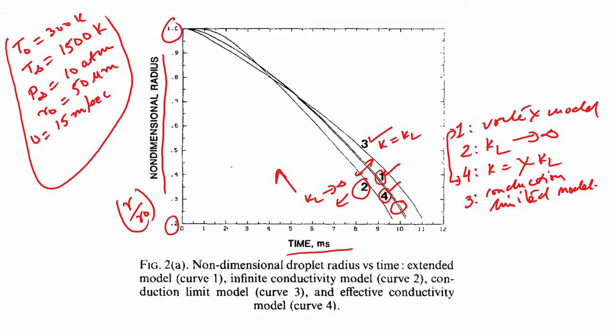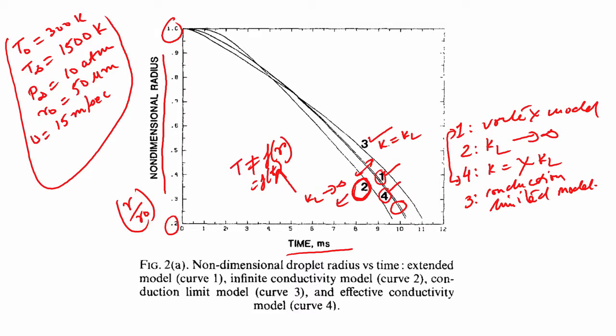Because this should imply that T is not a function of space anymore. It is not a function of R, it is not a function of the droplet. It is only a function of time, right? So this would naturally imply that you are assuming a very high level of heat transfer happening within the droplet, because the entire droplet is getting to the same temperature.